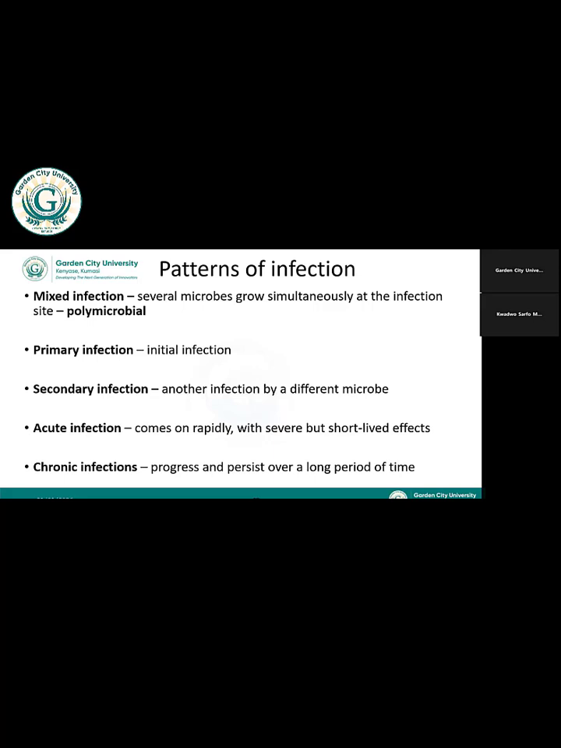You can also have an acute infection or chronic infection. So acute is when the infection sets in rapidly, but it does not stay longer. And mostly the symptoms are more severe and they require prompt management. For chronic, they can progress from the acute to the chronic stage and they persist for a long period. Sometimes they could be chronic and they recur.